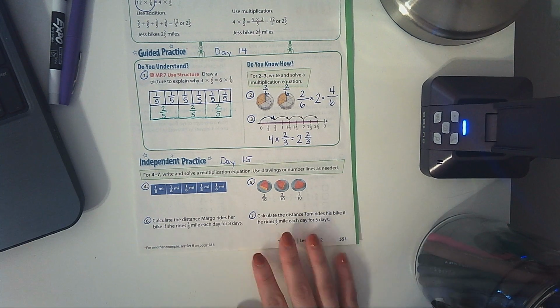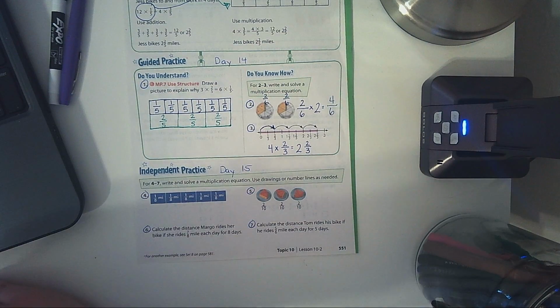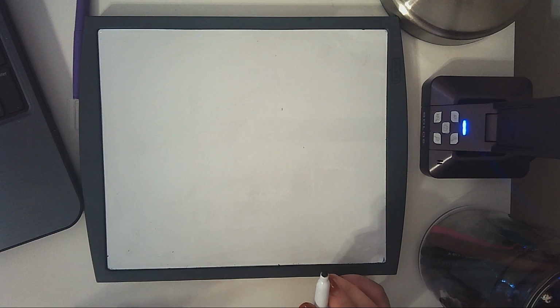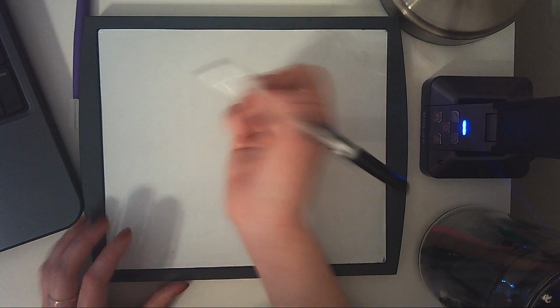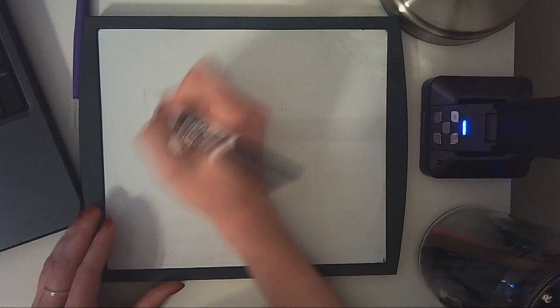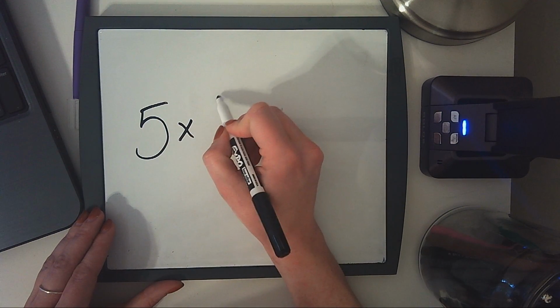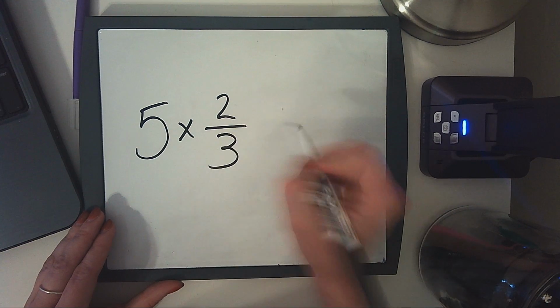So when we are multiplying, let me just go over before I start, a quick review of how to do the multiplication and turn a fraction with a numerator greater than the denominator into a mixed number. So just as an example, say we were multiplying 5 times 2/3.